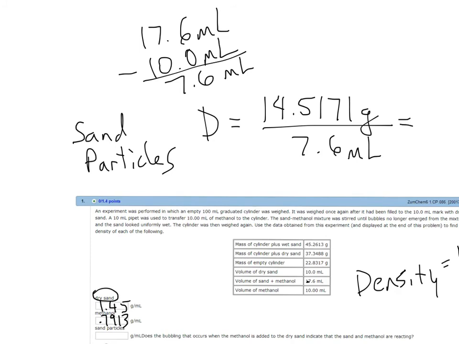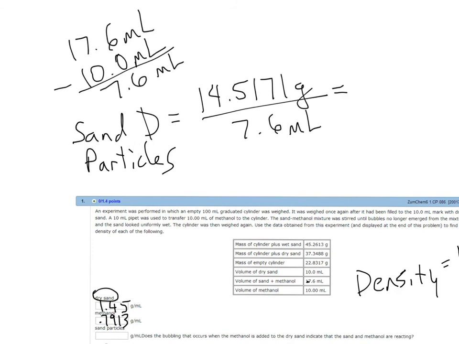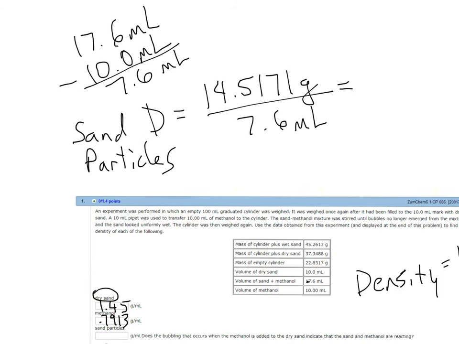And if you divide that out on your calculator, it'll read 1.910. But keep in mind sig figs. The mass is good to 6 sig figs, and the volume is only good to 2. So you've got to record the density as just 1.9 grams per milliliter. And you can fill that in below if you want.